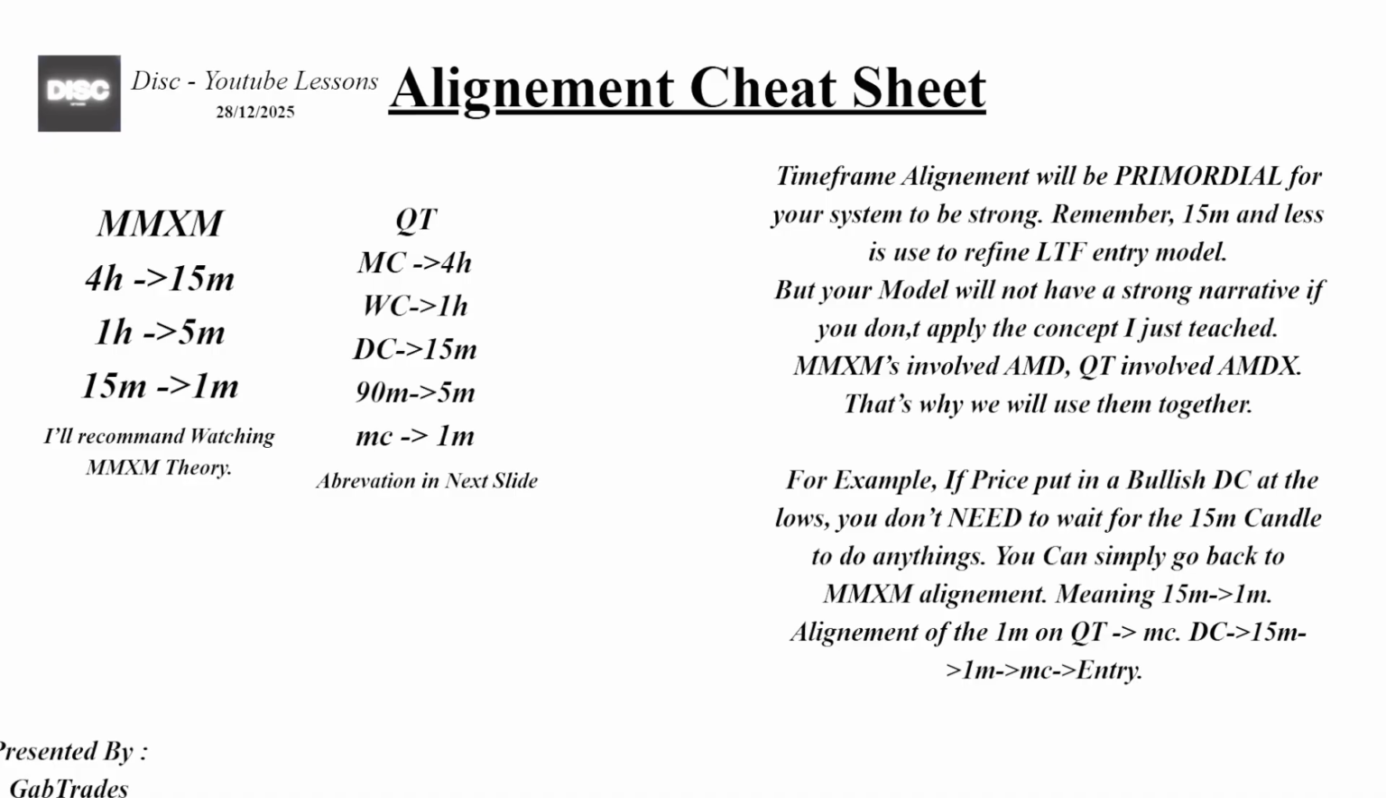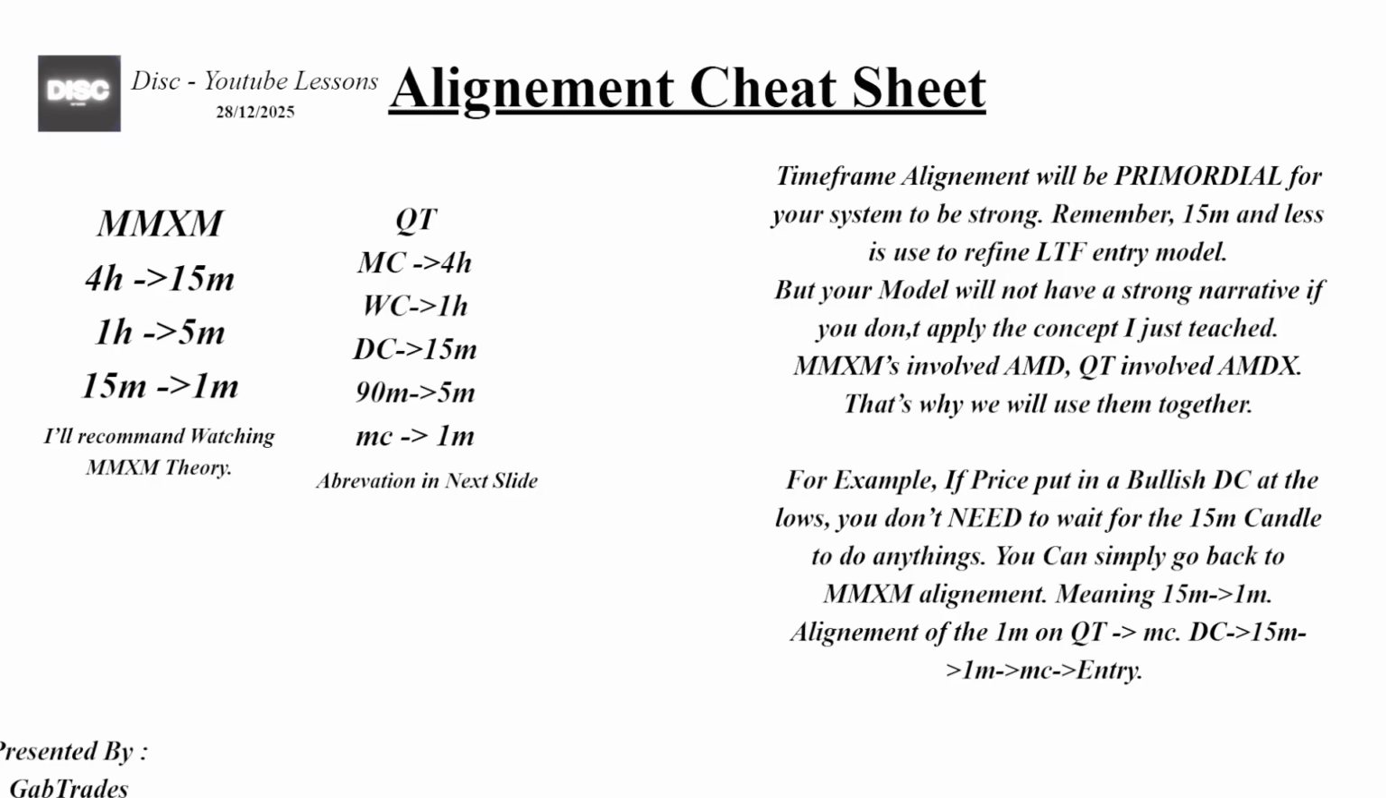So, the alignment cheat sheet. If you want to screenshot that, take note of that. It will be great. For the market maker model, so all what ICT taught previously, the 4 hour time frame, you will go on the 15 minute. 1 hour time frame, 5 minute. 15 minute time frame, 1 minute. Like I said, I recommend watching market maker model theory. Can be mine, can be anyone on YouTube.